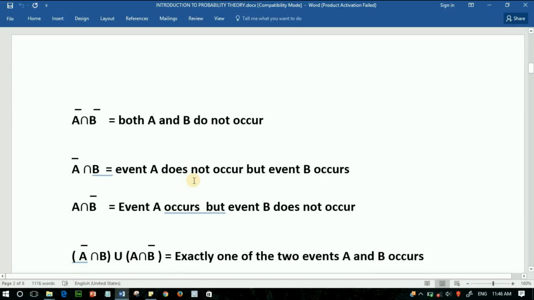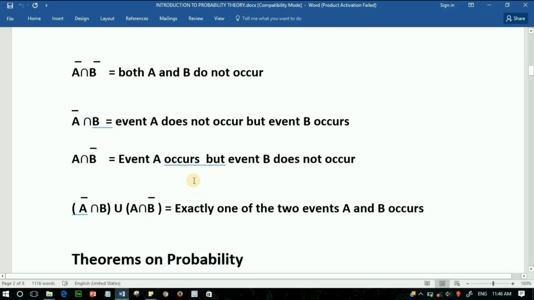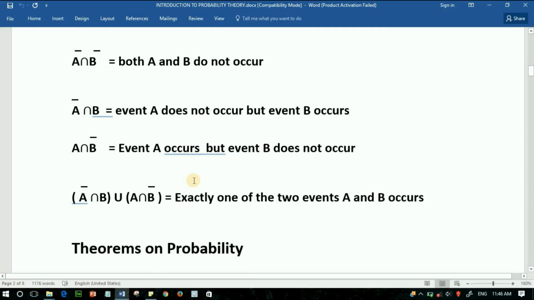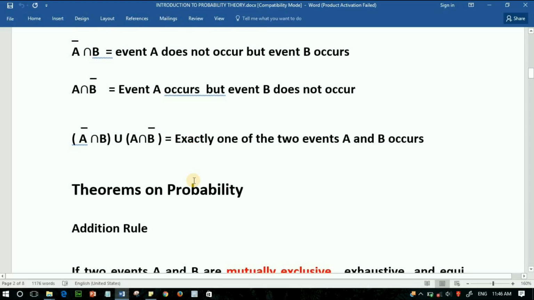A bar intersection B: event A does not occur and event B occurs. A intersection B bar: event A occurs but event B does not occur. A bar intersection B union A intersection B bar: exactly one of the two events A and B occurs. Then there are two theorems mainly for probability.